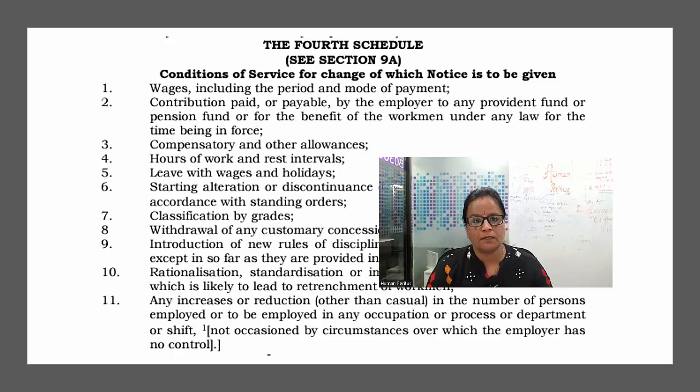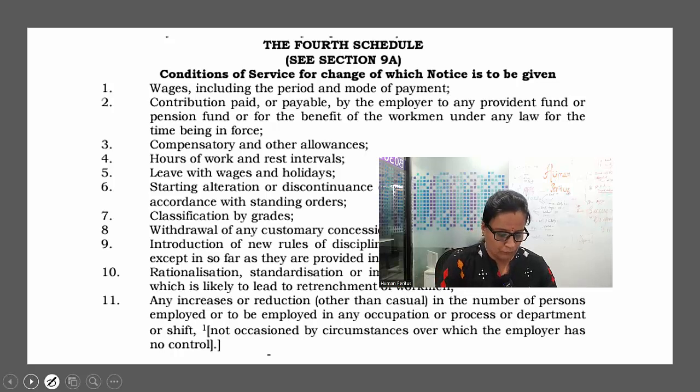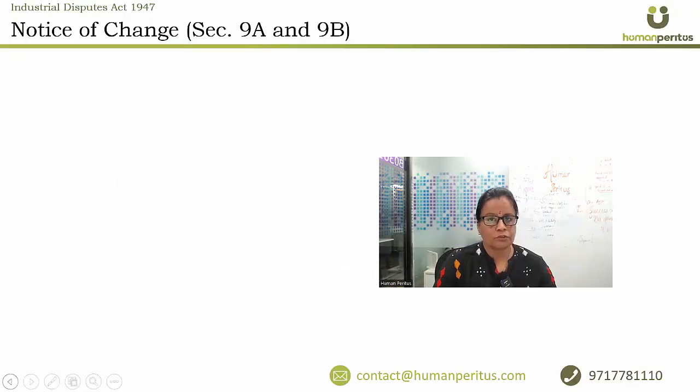So this is the list of those conditions of service for which the employer is required to serve notice to the workmen. For example, compensatory and other allowances, wages or mode of payment of wages, leave with wages and holidays. These are all specified by way of the fourth schedule under the Industrial Disputes Act 1947. So moving forward, there are basically two sections, section 9A and section 9B, under chapter 2A, that is, notice of change. So what are the conditions which need to be satisfied by every employer before bringing out any proposed change in the conditions of service?